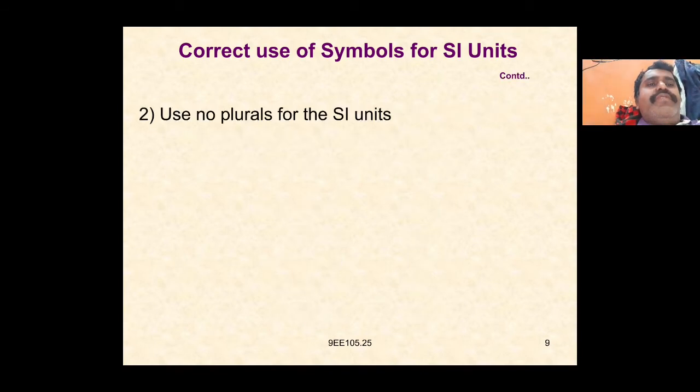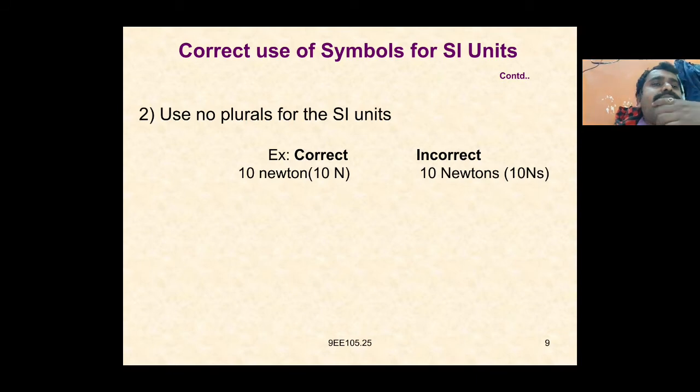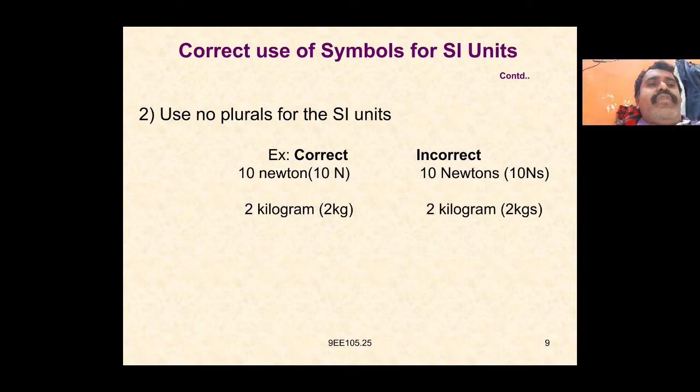Use no plurals for SI units. Example, 10 newton, not 10 newtons, 10 ns. It is not correct. 2 kilograms, 2 kg, not 2 kgs, is incorrect. 5 seconds, 5 s.